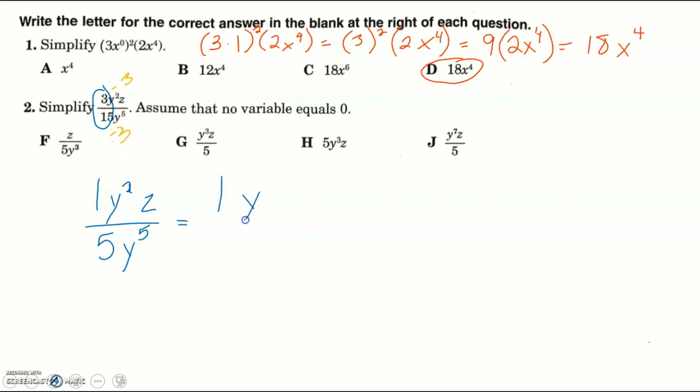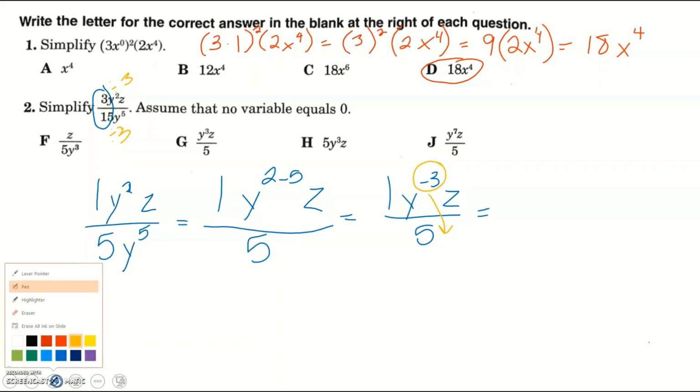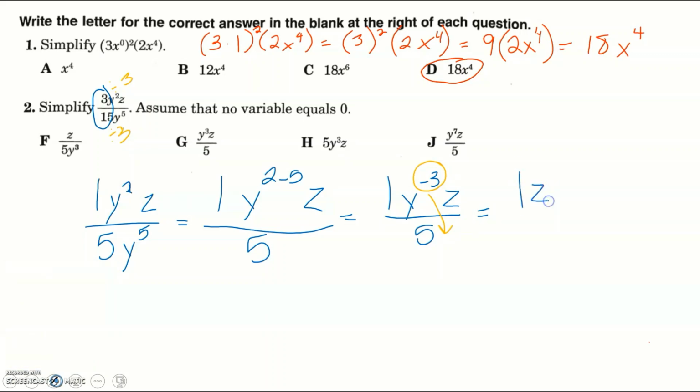So it'd be 1y to the 2 minus 5 z, and then you still have 5 on the bottom. When you're subtracting those exponents, the answer is what you get up top here. So 2 minus 5 would be negative 3, so y to the negative 3rd, z over 5. And then the other thing that we need to take care of is that we have a negative exponent. And anytime we have a negative exponent, it just flips places because we can't have a negative exponent in our numerator. So we're going to take y to the negative 3rd power and move it to the denominator. So 1z over 5y cubed.